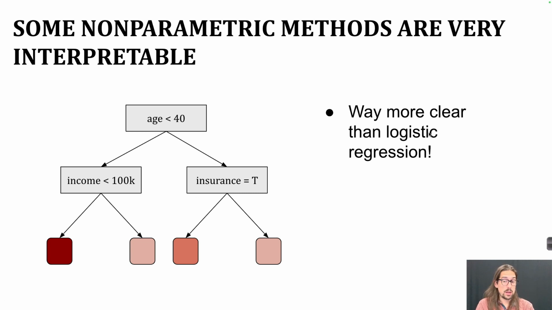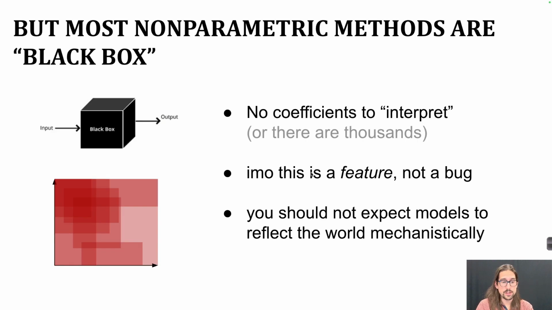I think actually this is way more clear than logistic regression, where you're saying the log odds varies linearly with something, but then it's very hard to think about what log odds is. I think regression trees are great for this, very clear.